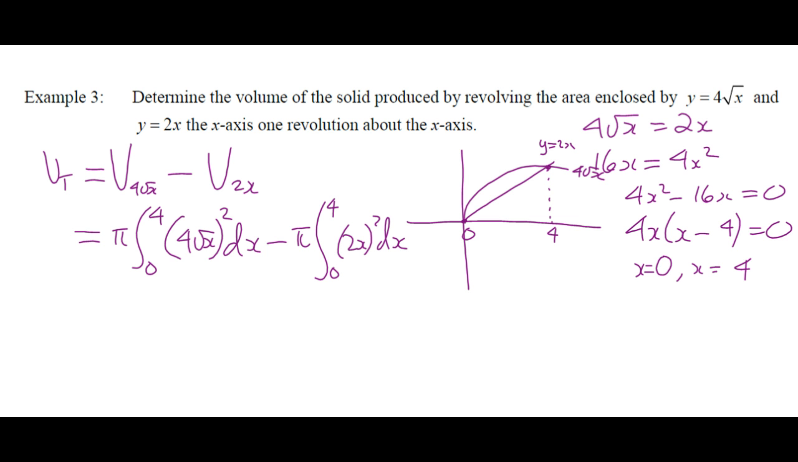So we can combine that, right? If you have the difference of integrals, you can just do the integral of the difference, right? And it's over the same. So pi 0 to 4. Okay, so what's 4 root x squared? Okay, well, we did that. 16x, right? So 16x minus, and 2x quantity squared, we did that, is 4x squared dx.